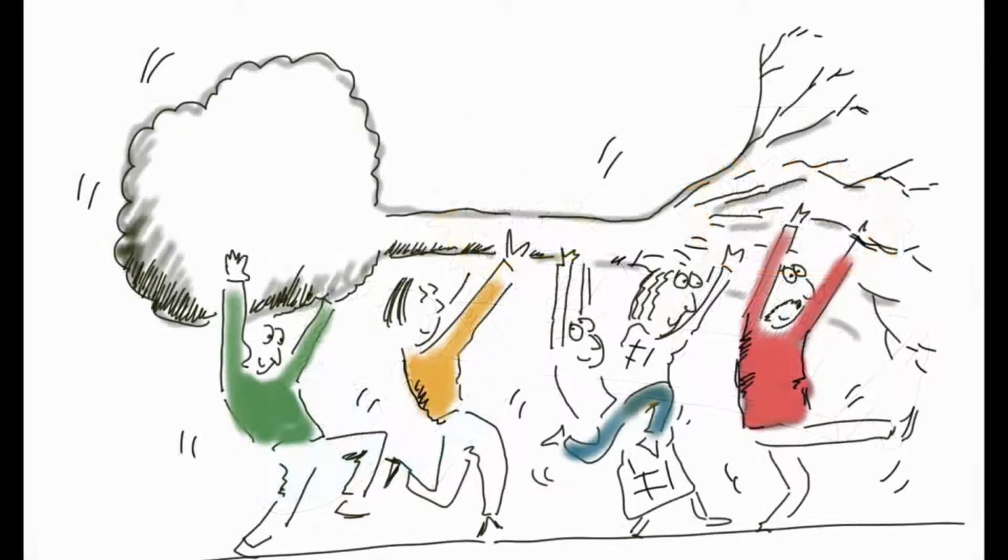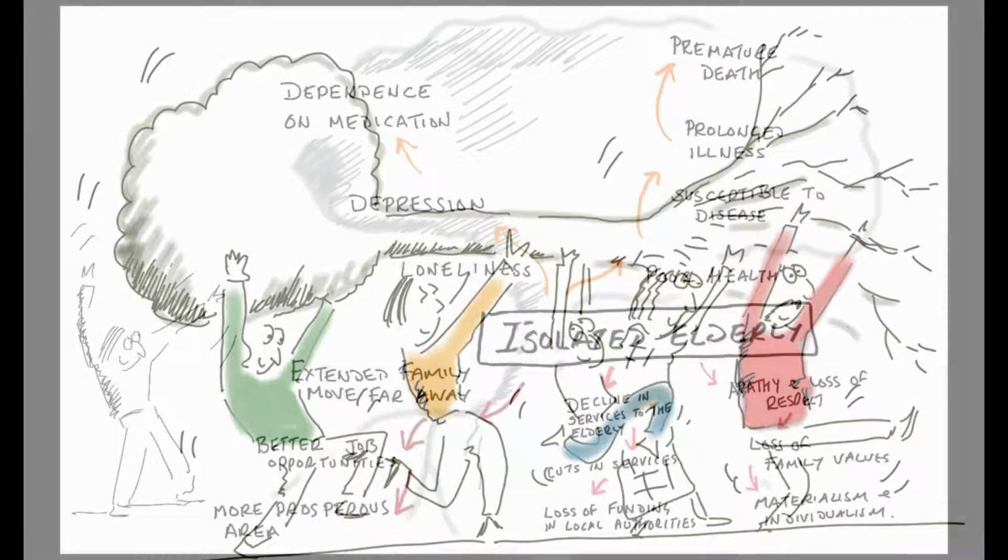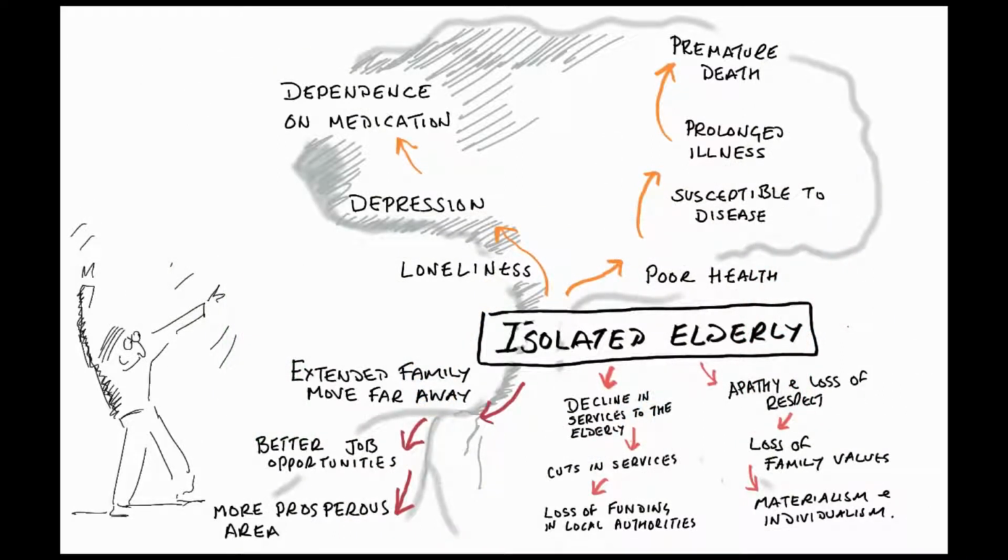So that was just a fun example, but problem trees have been used extensively here in the UK and all over the world by community groups who are trying to solve the very real problems that exist around them. One big problem we have in this country is the isolation of the elderly. This is what a problem tree would look like for this issue.